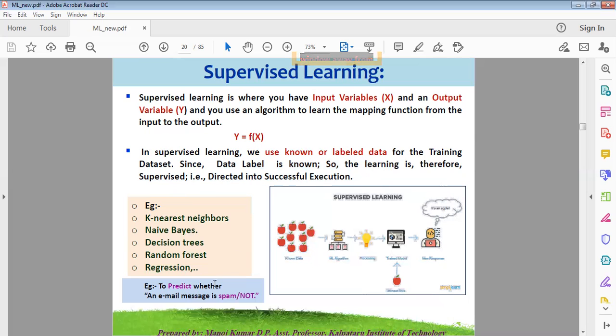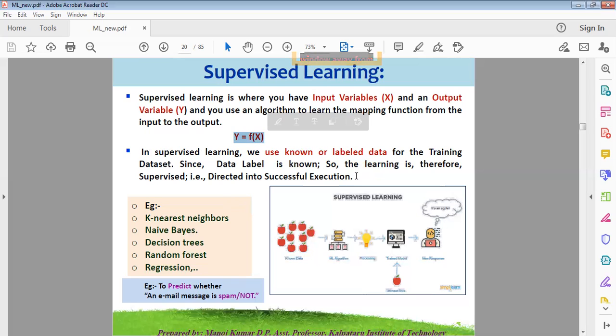So example, these are the first ones. First you learn decision tree, next you learn Bayes theorem, next you learn k nearest neighbors, next you go with random forest and regression to predict whether an email is spam or not. So input I have sent and output I have to check. Output is also given, and we use an algorithm to learn the mapping function from input to output. It is y is equal to f of x.